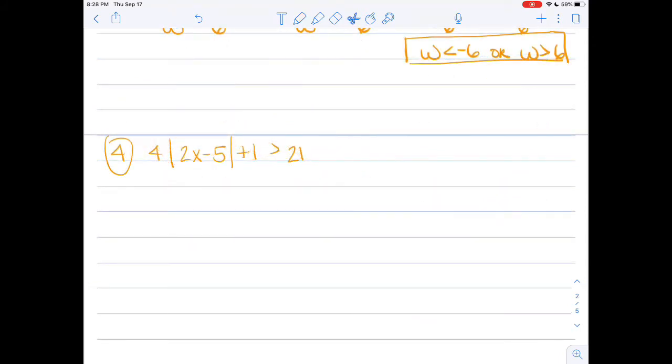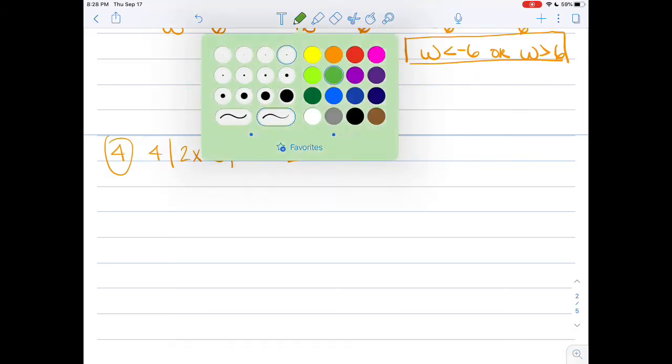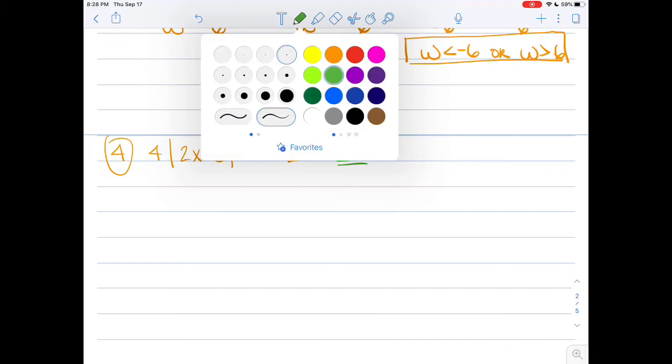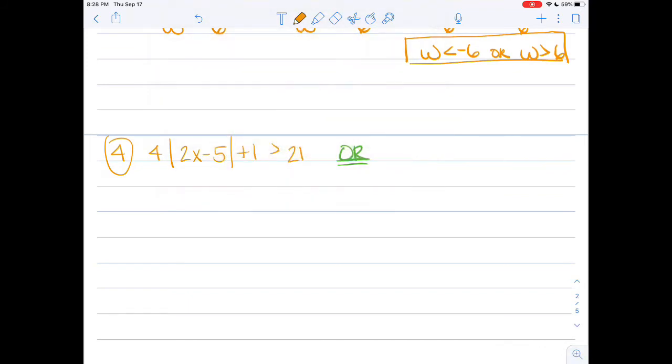Example number 4, we no longer have an isolated absolute value. We're going to have to do a couple of things to move all of the numbers to the right-hand side. Let's take a look. So we have 4 times the absolute value of 2x minus 5 plus 1 is greater than 21. We do note that we have an or case. We have a greater, and remember greater is or. Let's go ahead and simplify this and get all of those numbers to the right.